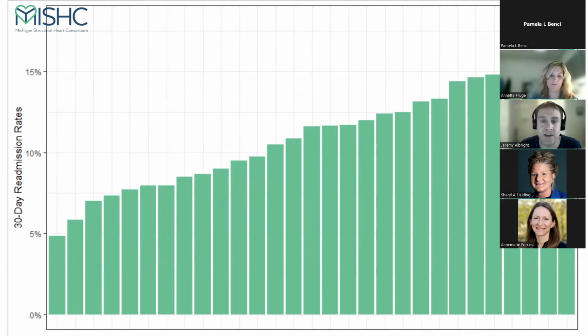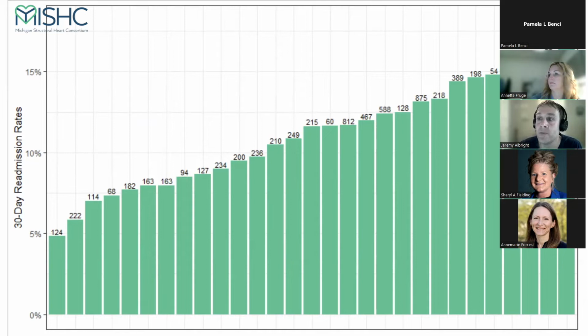This is showing each of these bars as a different site, and the heights of the bars represent the 30-day readmission rates. So the lower bars indicate that there are fewer readmissions, and higher bars represent the most readmissions. Now, as I was saying, there's a lot of heterogeneity going on. So if we were to actually take into account the number of procedures, and I've added the number of procedures above each of the bars, you're going to see quickly that there are a lot of differences.